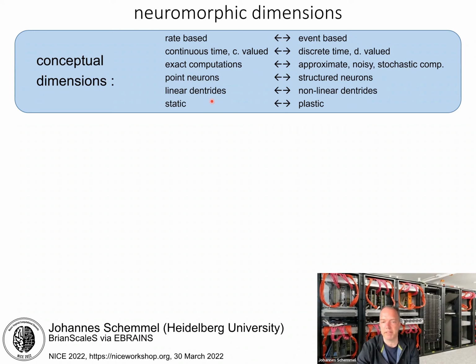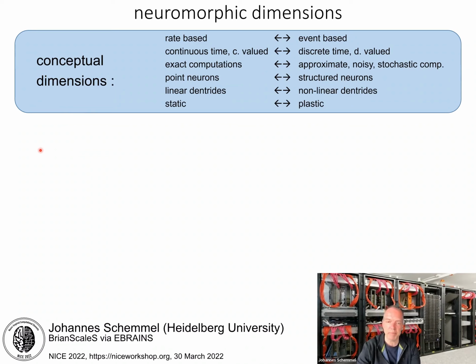We have linear dendrites or nonlinear dendrites, so we can have just a passive summation, or we can have action potentials in the dendrites. And also the system can be static, so we have a snapshot of a network and just operate it, for example if you use the network just for inference, or we can have a plastic system that changes during operation. Either in a positive sense, where we are learning, but it can also deteriorate, like a memristor-based system will deteriorate during operation, for example. So these are the conceptual dimensions.